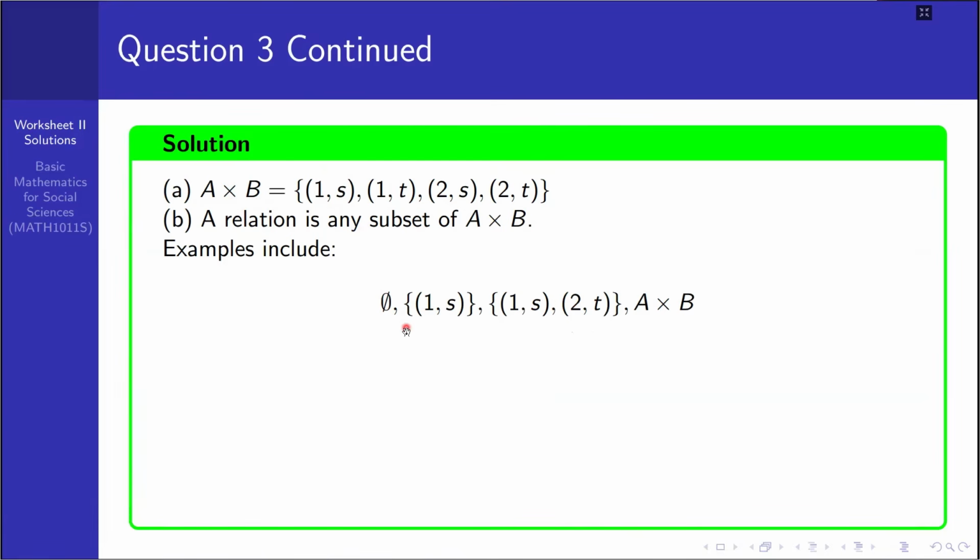Since the empty set is a subset of any set, we can have the set containing only the first element, that is 1S, the set containing 1S and 2T, the set containing 1S, 1T and 2S, or the set containing 1T and 2S.